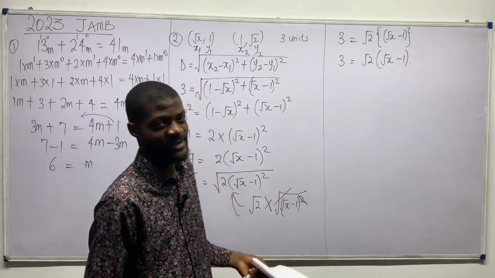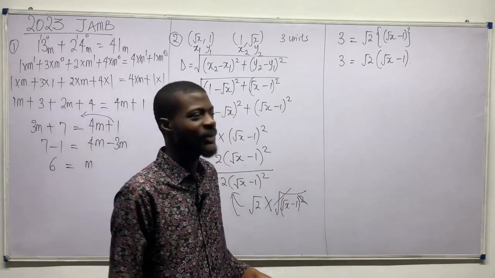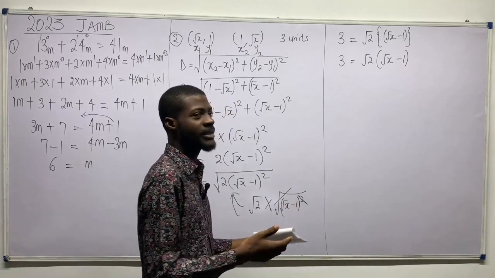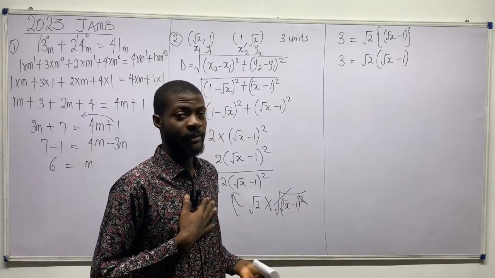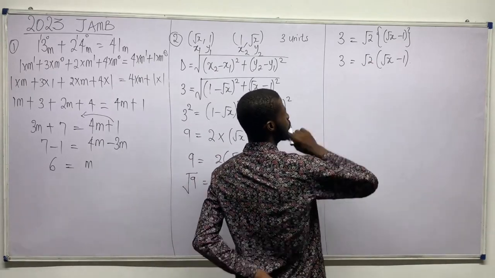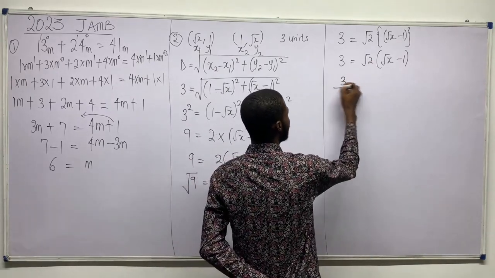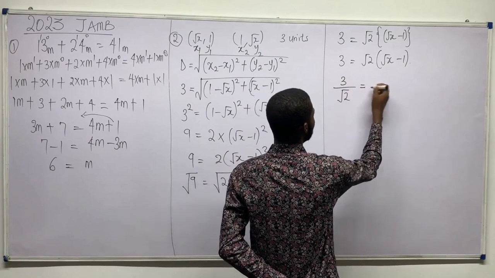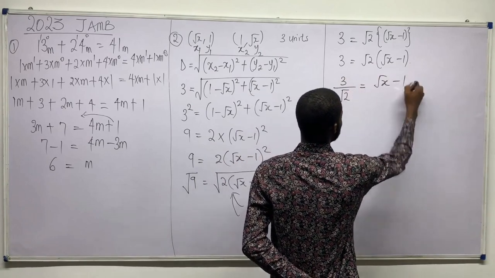It's a thing of choice. You can decide to do it if you want to, or you can decide to just open the bracket. But I won't open the bracket. I won't do that. So what I'm going to do, I'm going to divide by root 2. So this will become 3 divided by root 2 equal root x minus 1.